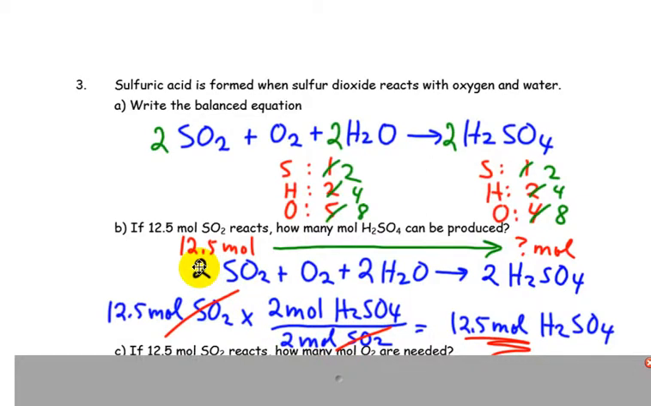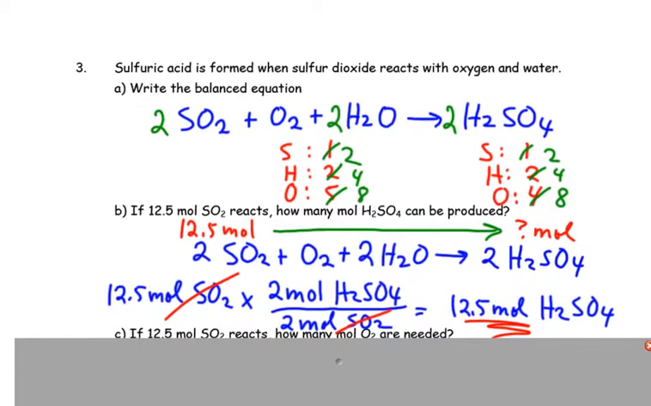So this is an easy one. It's a 2 to 2 ratio, which is a 1 to 1 ratio, so the number doesn't change. But you need to put this step here because we're given SO2. We have to have a way of converting it to H2SO4 by using the balanced chemical equation.